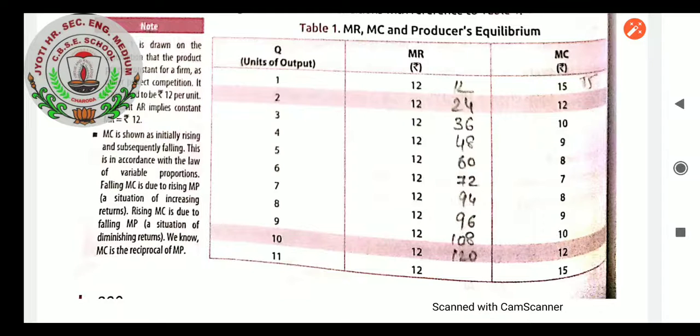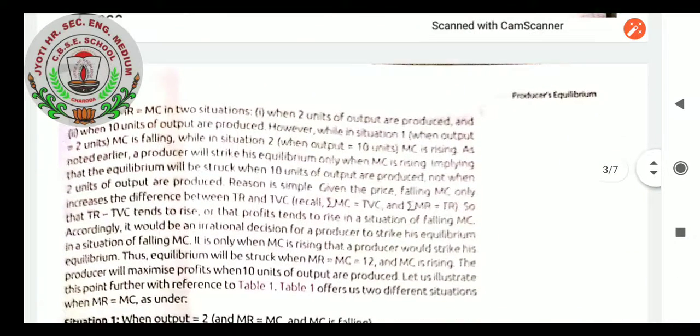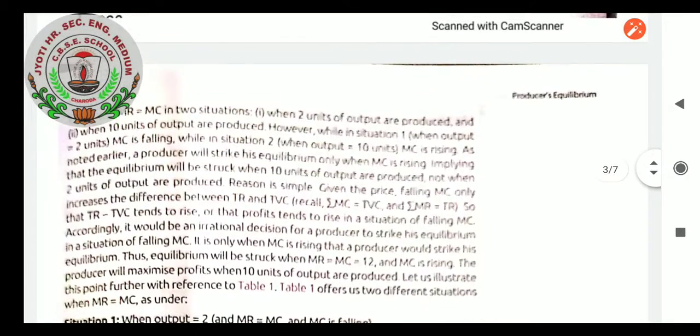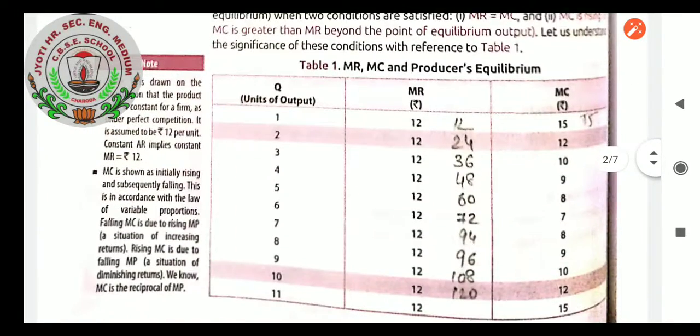Today I will be continuing with the topic we stopped at in yesterday's class. I said we will be discussing the questions based on this tabular data: marginal revenue, marginal cost and producer's equilibrium. You can see two sets of data given, marginal revenue and marginal cost. On the basis of that, we will make a study of producer's equilibrium.